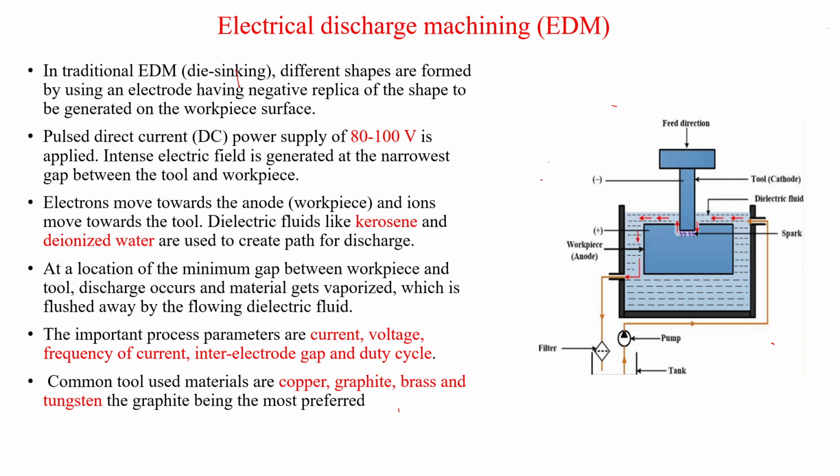And dielectric fluid, here kerosene or deionized water, is used to create the path for passage. At the location of minimum gap between the workpiece and the tool, discharge occurs and the material gets vaporized, which is flushed away by the flowing dielectric medium. The important process parameters are current, voltage, current frequency, the gap, the cycle, everything. Common tool materials are copper, graphite, brass, tungsten. This is basically the concept.